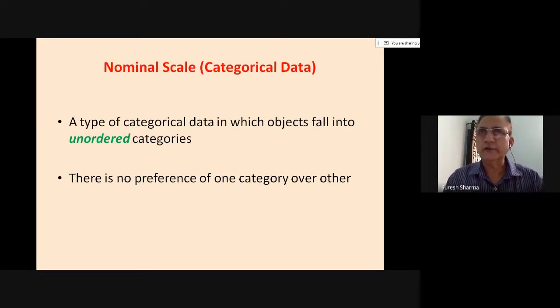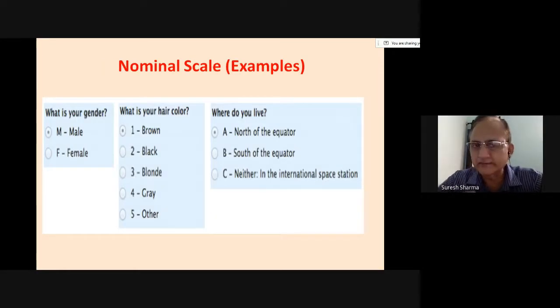Right? All of them are given equal weightage, like gender, like religion: Hindu, Muslim, Sikh, Christian. Everybody is human being, right? So you can write in any order. So this kind of data where all the categories are given equal weightage, then we say that our data belongs to the nominal scale. Examples of nominal scale: gender, color, where do you live. So all these are examples of nominal scale.